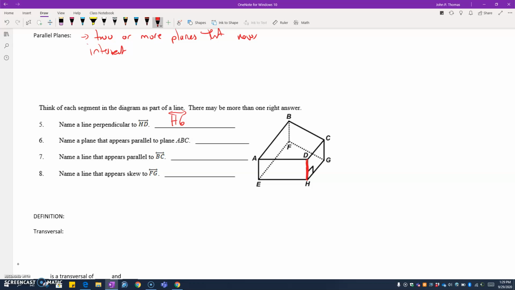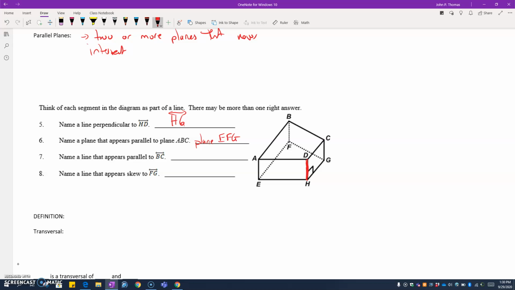So looking at 6, it says name a plane that appears parallel to plane ABC. So ABC is the top of this object, so I would go to the bottom of this object and pick 3 letters. So I'm going to pick EFG. I could also replace any one of those 3 with an H. All right, so we have plane EFG.